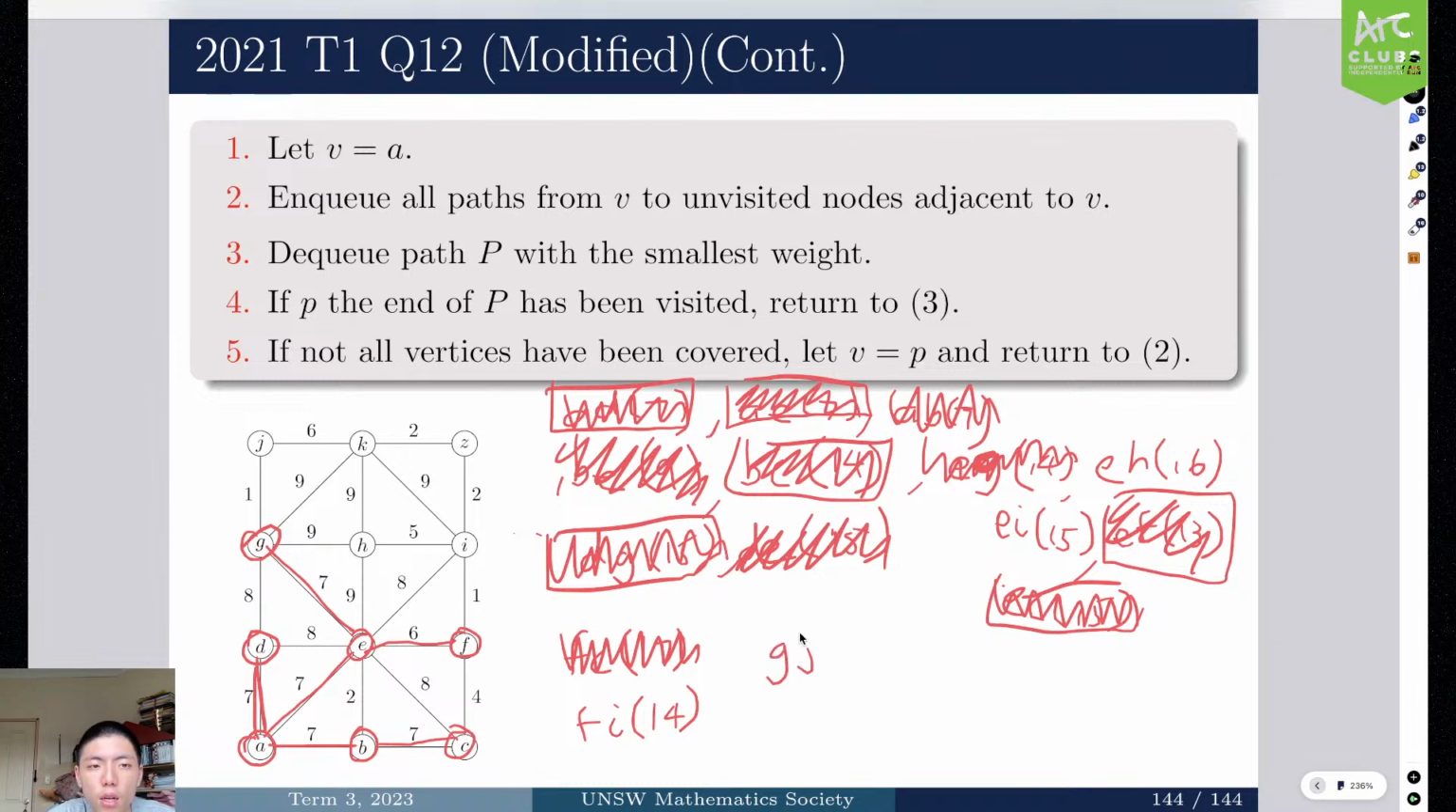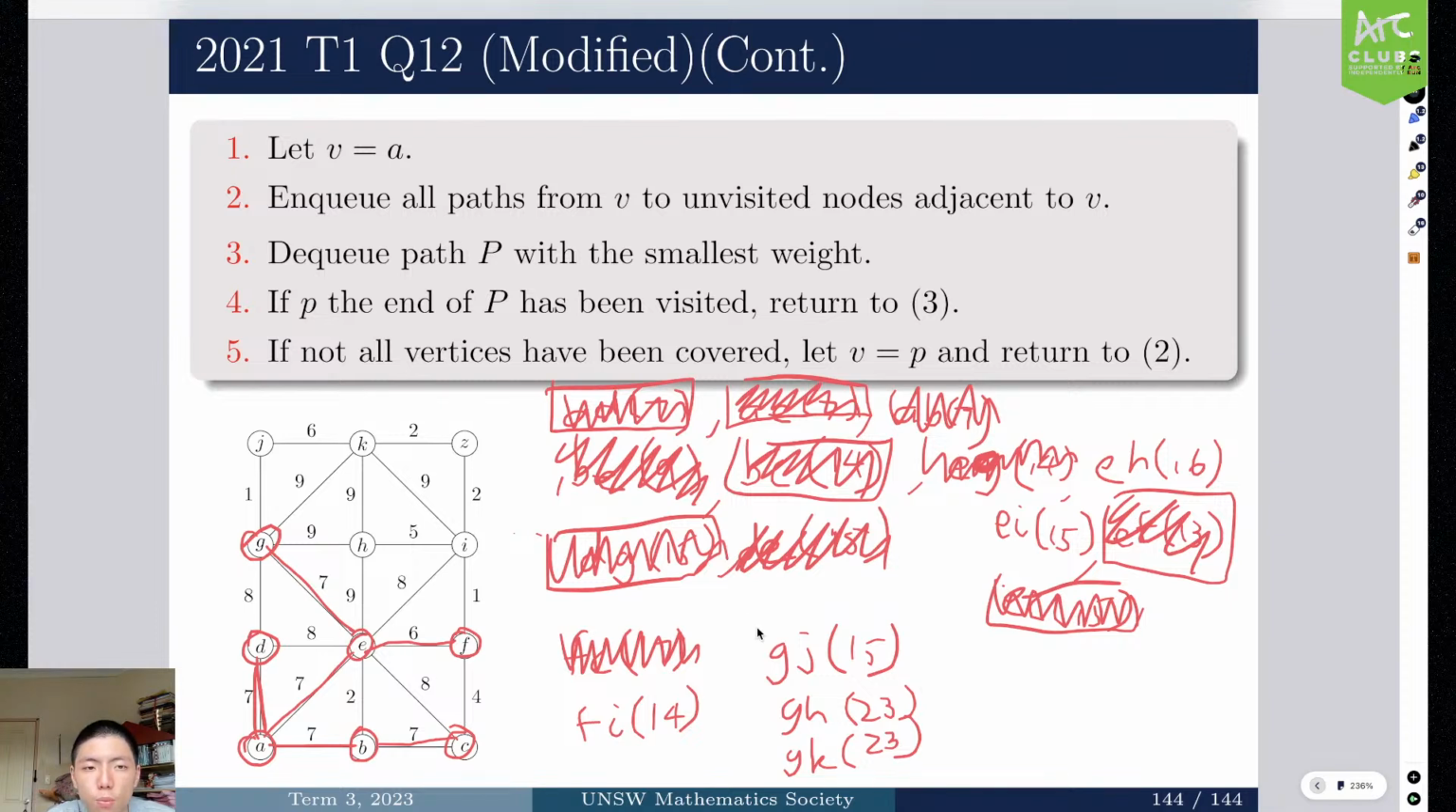Okay, so from point G, what new points can I go to? I can go to J with a total of 15. So if I go A, E, G, J, that is 15. Or I could go to H with a total of 7, 7, 9, which is 23, or I can go G to K, which is 7, 7, 9, which is also 23.